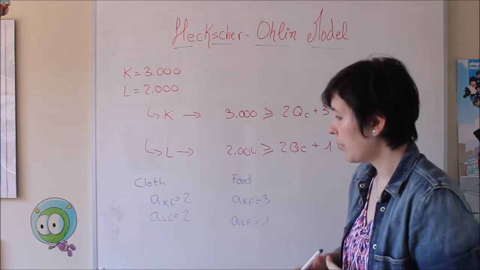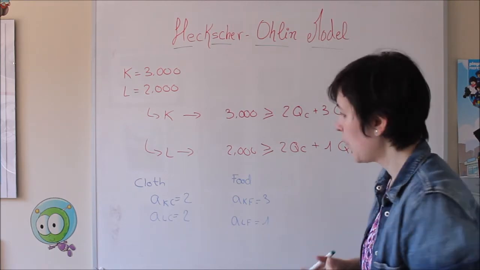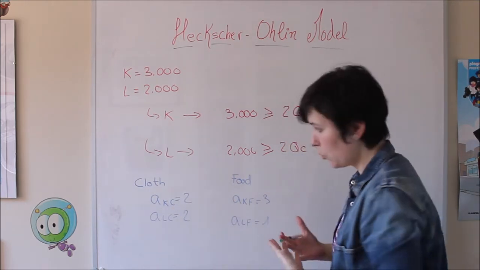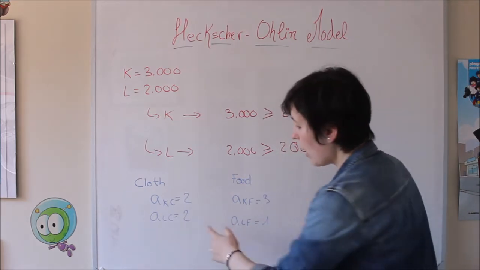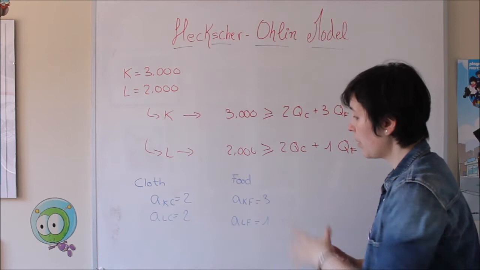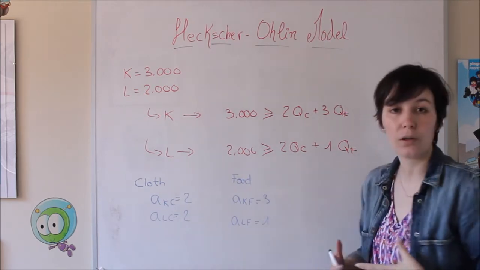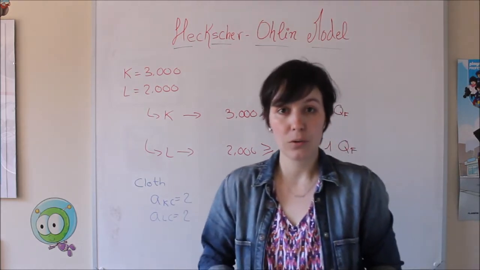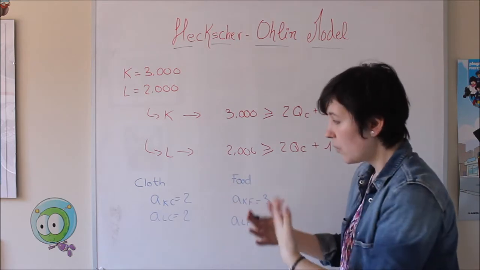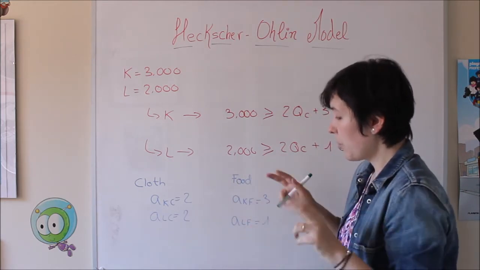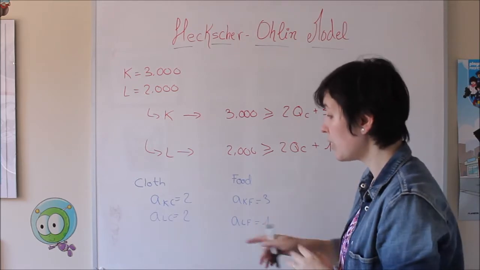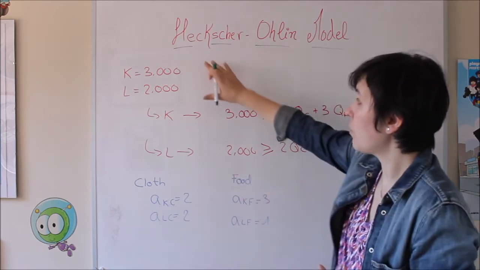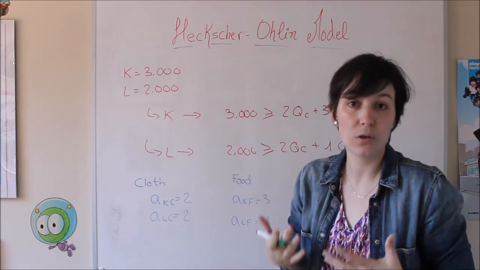So given the previous data, we had that in the cloth sector, the amount of capital that they decided to use was 2 per unit of cloth and 2 units of labor per unit of cloth. In the food sector, it was 3 units of capital per unit of food and 1 unit of labor per unit of food. So that was the unit production factor used given the prices of each production factor. Now we are going to face this with the reality of these total resources.